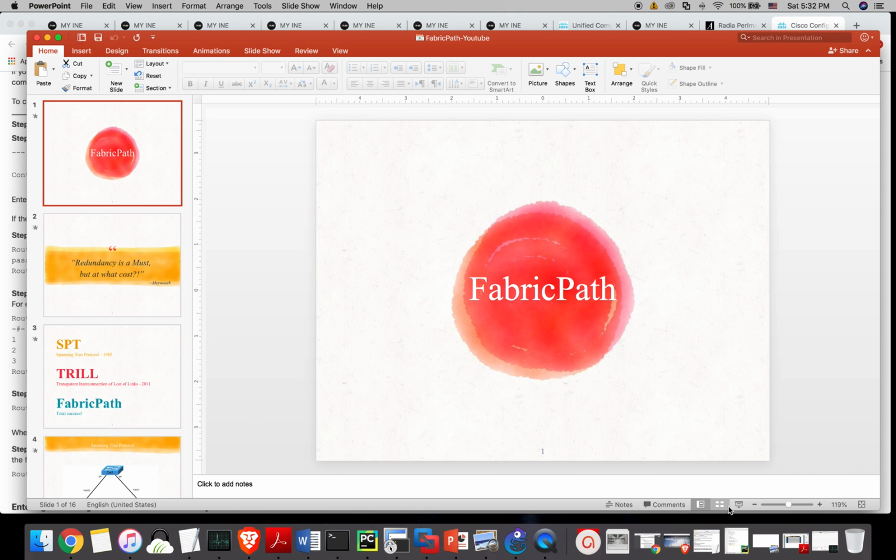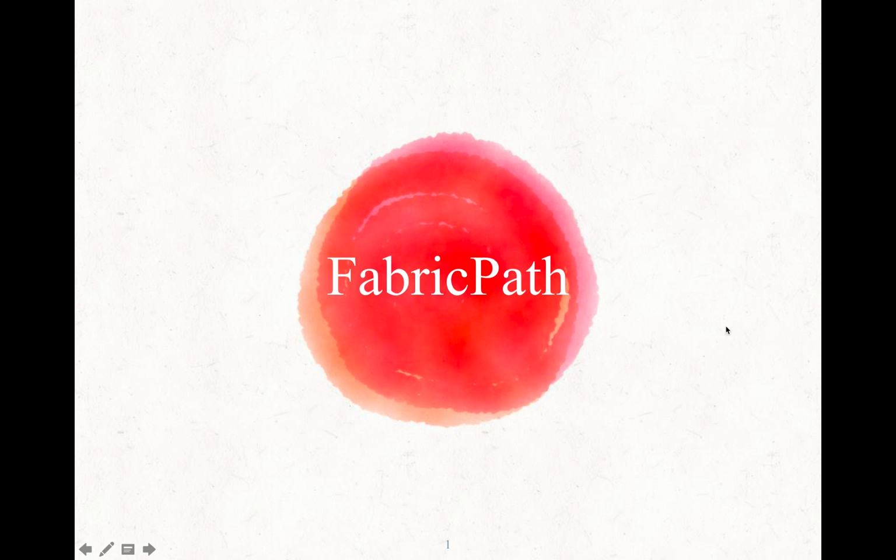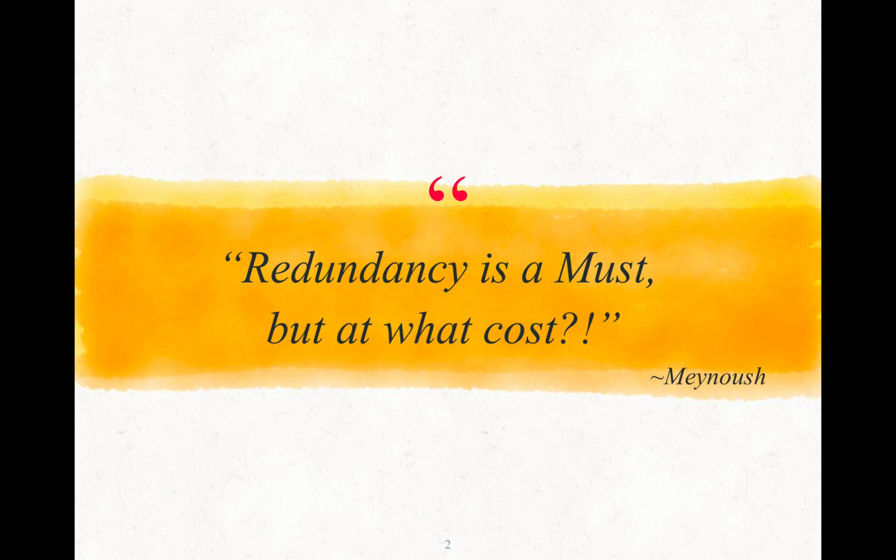So FabricPath. What is FabricPath? I'm going to start with some words of wisdom by myself. I say redundancy is a must, but at what cost? Redundancy is really important. What redundancy simply says is that two is one, one is none. When you have two of something, in case of failure, you have only one. And if you have one, you have just none. Two is one, one is none.